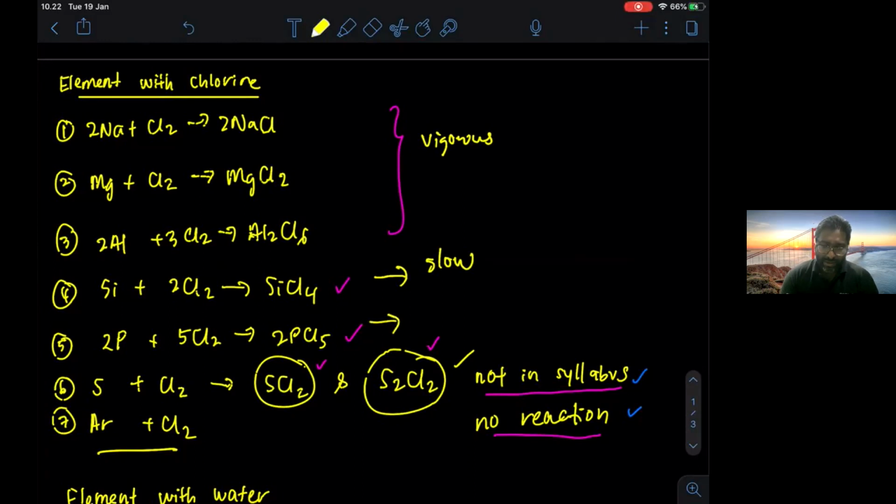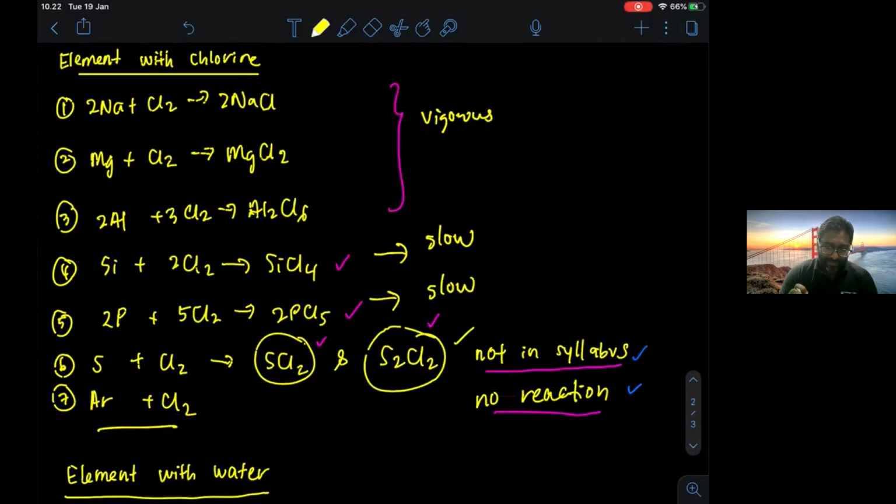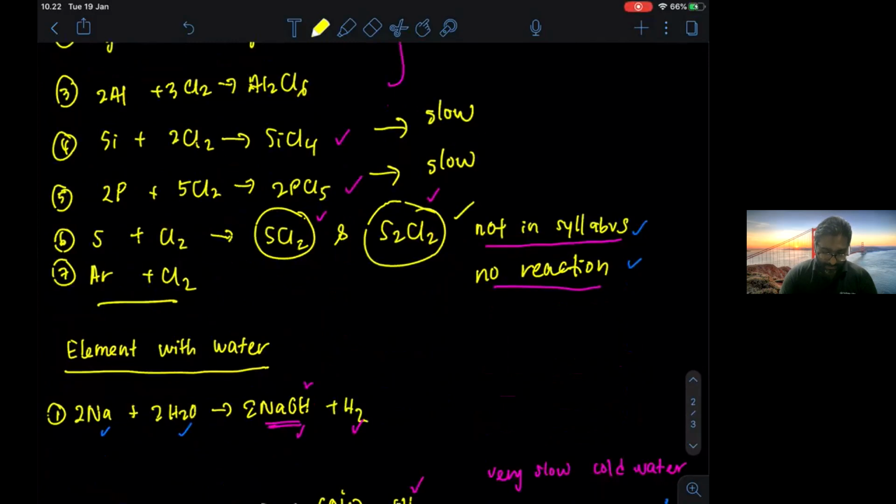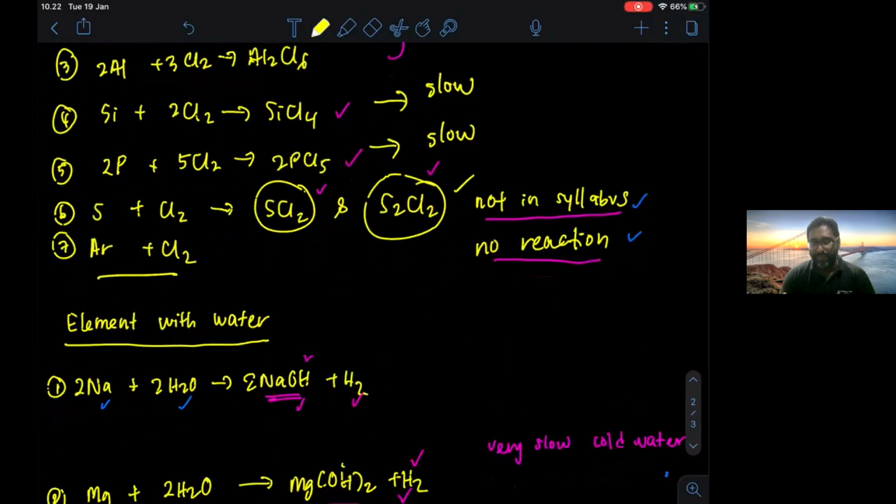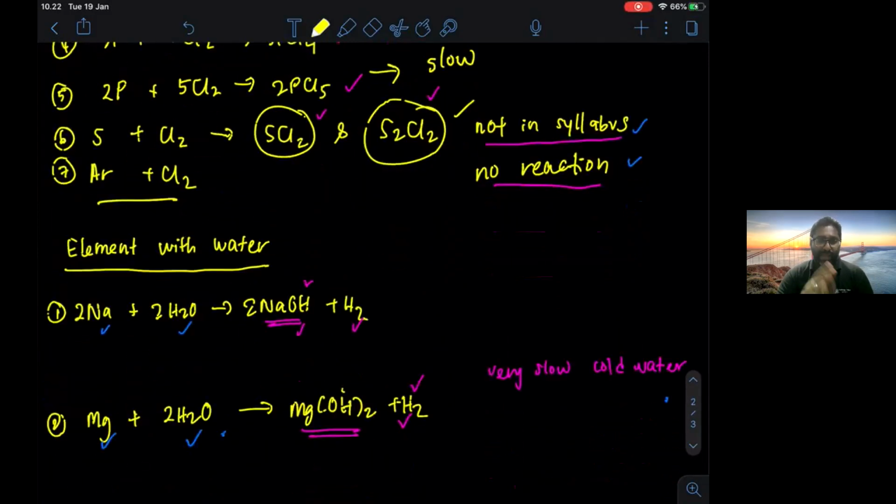But now, when phosphorus reacts with excess chlorine, it is still going to be slow. So this is something that we want to take note of. All of them are generally going to give the chloride. Elements will react with water as well. They are going to give you the hydroxide, but there are only two elements that will react with water. The rest of them are not going to react with water when it comes to period 3.